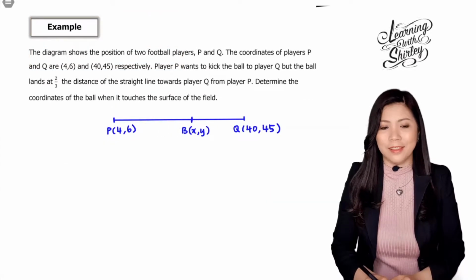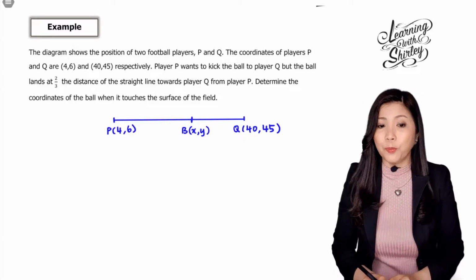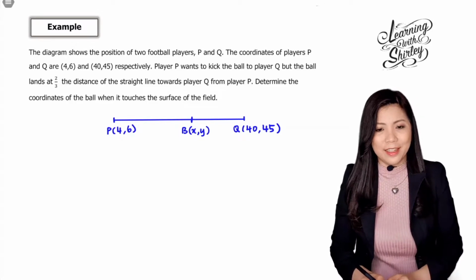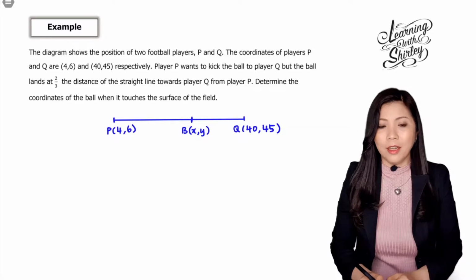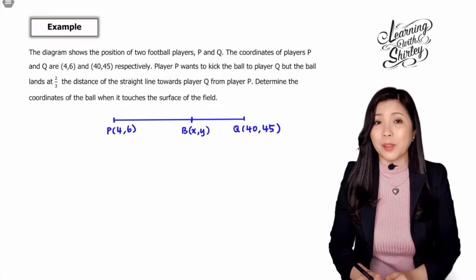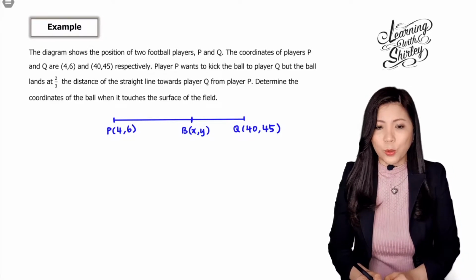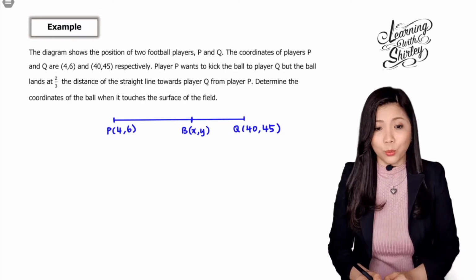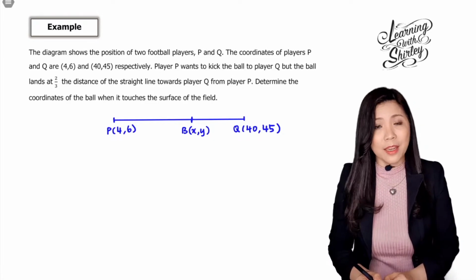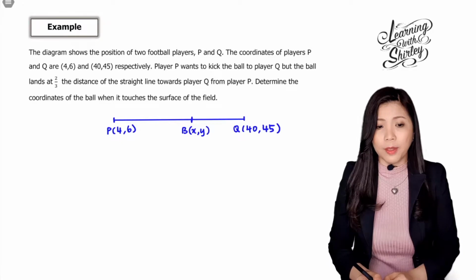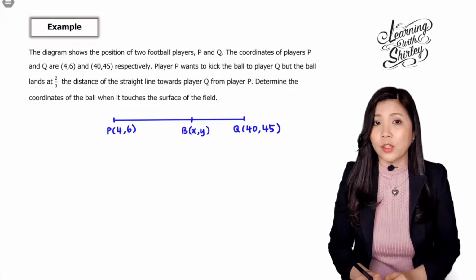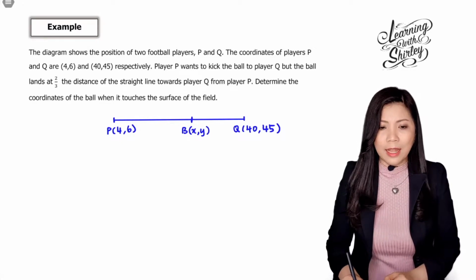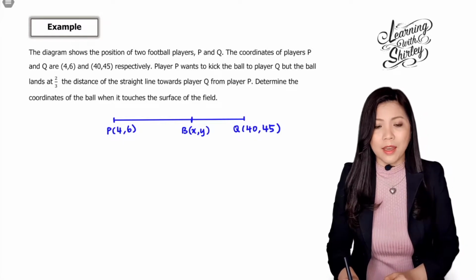Let's look at this example. The diagram shows the position of two football players P and Q. The coordinates of players P and Q are (4, 6) and (40, 45) respectively. Player P wants to kick the ball to player Q, but the ball lands at 2/3 the distance of the straight line towards player Q from player P. Determine the coordinates of the ball when it touches the surface of the field. So let the coordinate of the ball be B(x, y).